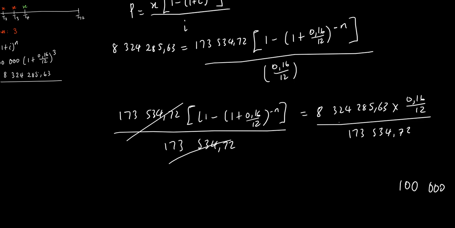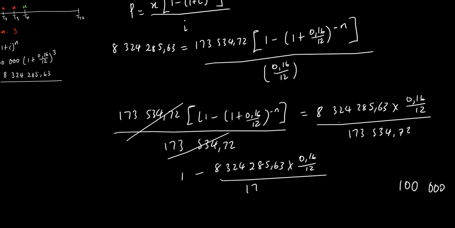You take this to the right and take everything to the left, so you'll have 1 minus 8,324,285.63 times 0.16 over 12, it's just a lot of numbers here, and then you divide by 173,534.72, being equal to 1 plus 0.16 over 12 to the power negative n.